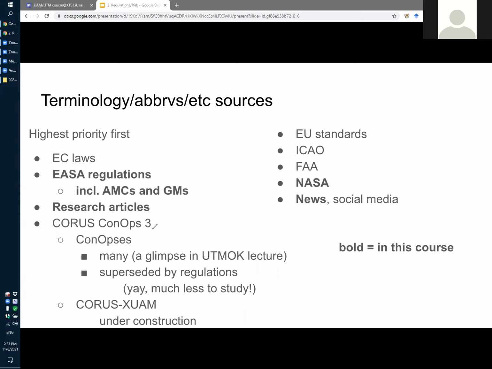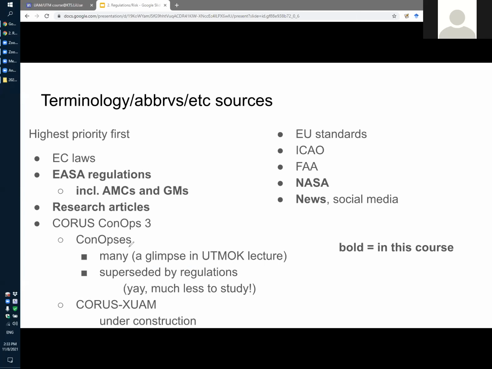Among many concepts of operations, I would say this is probably the most relevant one, at least for Europe. I will give you a list of other CONOPS in a future lecture, but we will not go too deeply into any of those, and will not go too deeply into the CORUS CONOPS, because they are superseded by regulations. CONOPS are so many. There are many. I think they're still coming out. But I was quite happy that the regulations are there, because otherwise I would have to teach from the CONOPS.